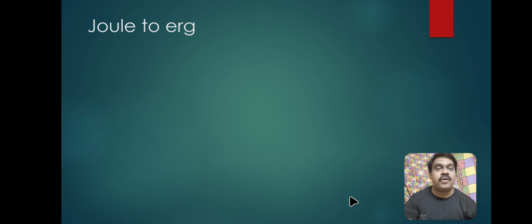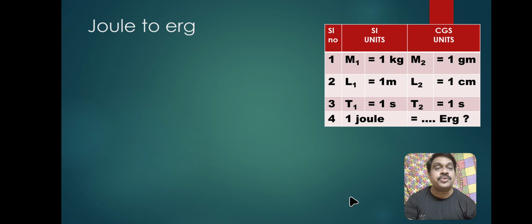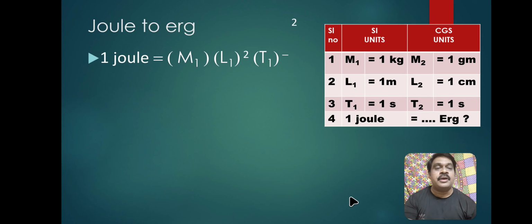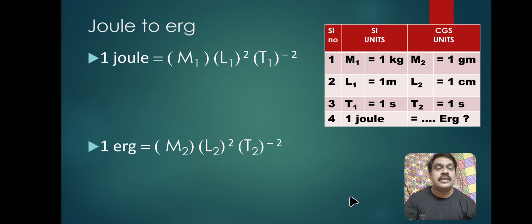Now we are going to substitute one by one. 1 joule, written in SI units, is m1 power 1, L1 square and T1 power minus 2. I substitute the relationship I took for SI units in terms of 1 joule. Similarly for erg I substitute the relationship, so it is m2 L2 square T2 power minus 2.